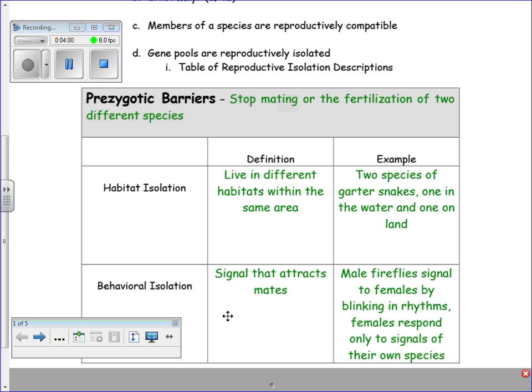Another type of barrier is called behavioral isolation. This is where a signal will attract the proper mate, the mate of the same species. And a good example, and we see this in the summer, usually late July, early August, fireflies. Male fireflies have a specific signal and how many blinks of their light they do, and it's in a certain rhythm based on what species they are. The female firefly is only going to respond to the signal of her own species. So this behavior is a way to prevent different species of fireflies from mating with each other.